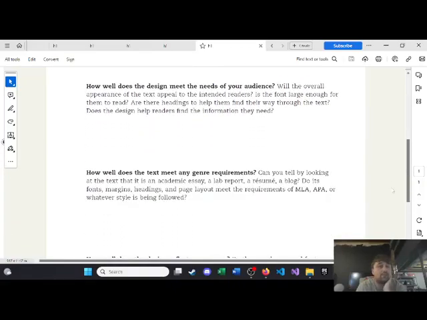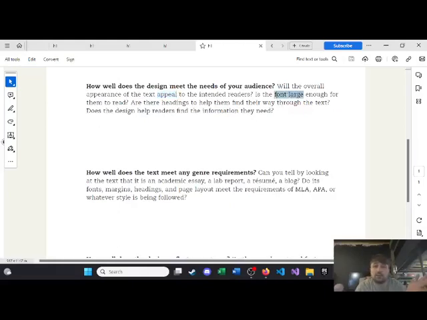Next, how well does the design meet the needs of your audience? Okay, so you design this, and it's for a particular audience, right? So consider your audience. What do they need? One thing they need, they want it to be appealing, right? They don't want to be bored. So is it appealing? Have you achieved appeal? Is it legible? Can they even read it? Can they even see it?